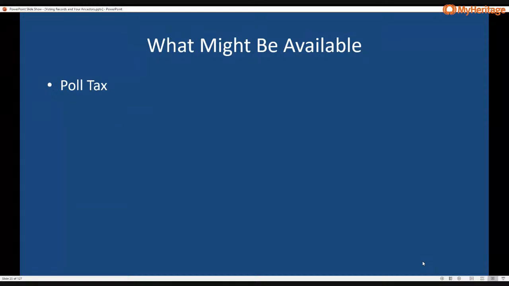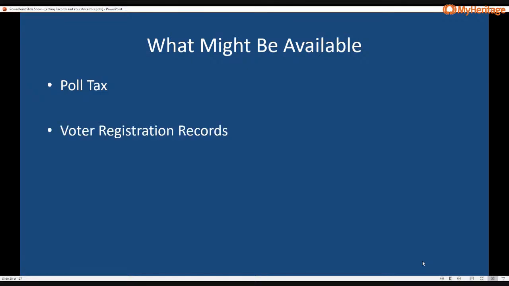So what kind of records could be available? These are some of the records I'm going to talk about. A poll tax. Now, we as genealogists know about poll taxes. We don't necessarily think about it being a political record, but in actuality, it is a type of election voting record because you had to pay your poll tax to be able to vote. And so we're going to talk about that.